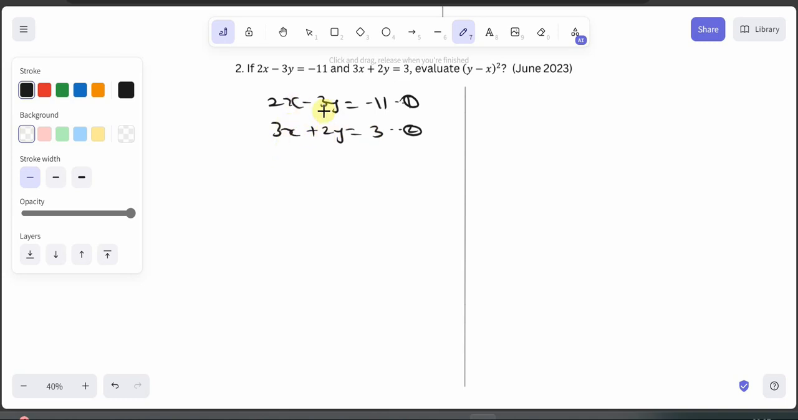the coefficients of one of them have to be the same. So let me make the coefficients of x the same. So I'll multiply my equation 1 by the coefficient of x from equation 2, which is 3. So that will be times 3. And I'll multiply my equation 2 by the coefficient of x from equation 1, which is 2.